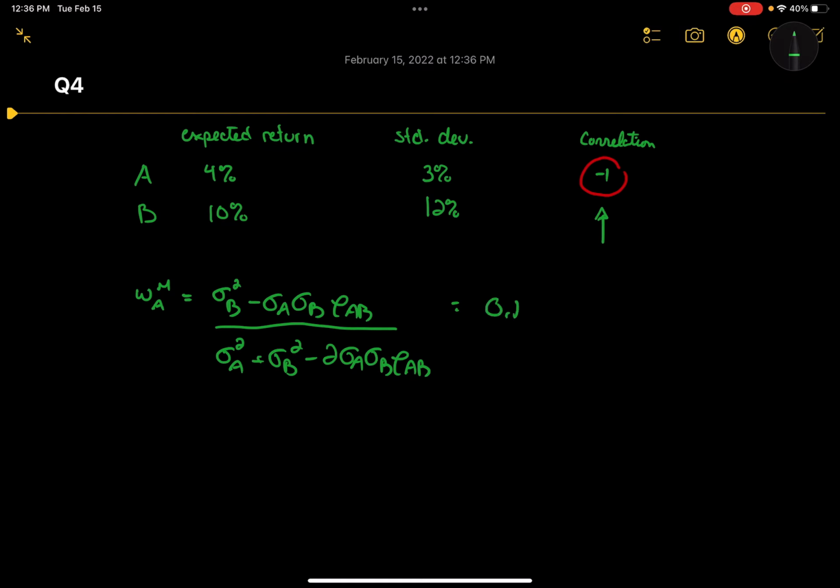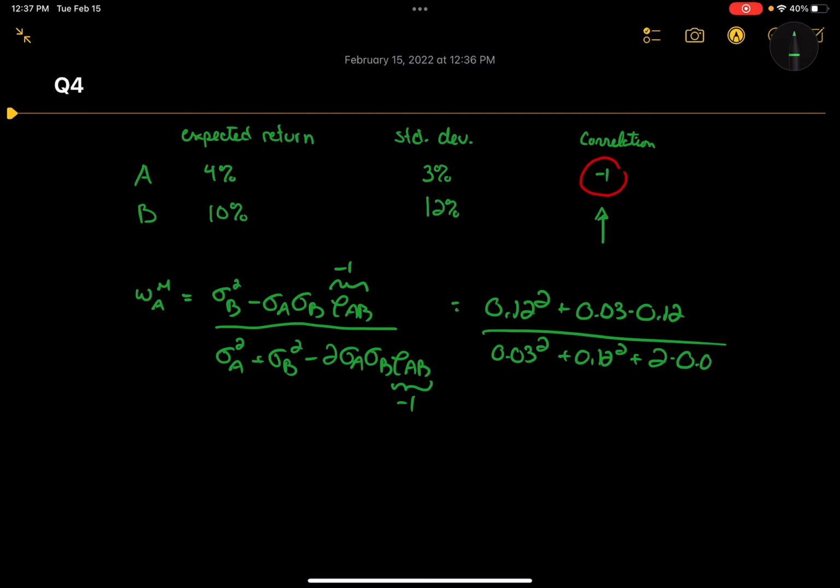That's 0.12 squared plus, because this is -1, I'm just gonna switch the sign here, 0.03 times 0.12, divided by 0.03 squared plus 0.12 squared. Again, this is -1, I'm just gonna switch the sign, plus 2 times 0.03 times 0.12. So using your calculator, if you do this calculation, you will get 80%.